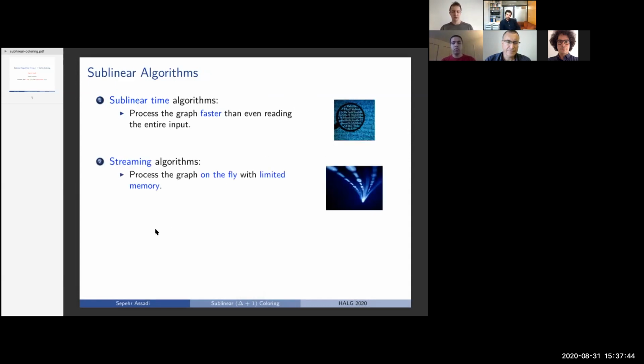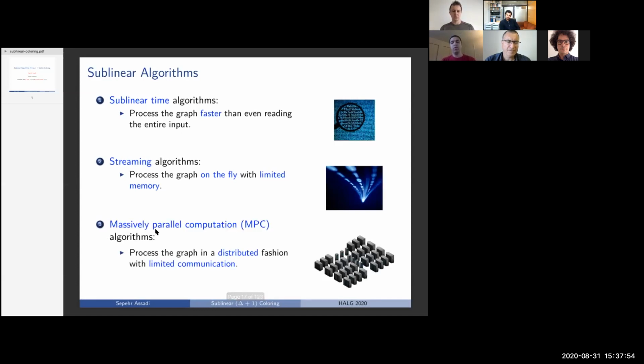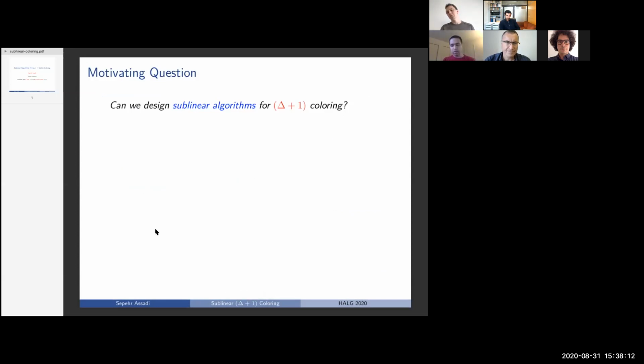Or maybe I want to solve my problem without even storing the input, just processing it on the fly at the same time that the graph is being generated. Or perhaps my input is so large that I cannot even store it in one place. It resides on many, many distributed machines, and they want to solve it with limited communication in parallel. These are some models of sublinear algorithms that I'm going to talk about. This was the motivating question behind our work: is there a way to design sublinear algorithms for delta+1 vertex coloring?